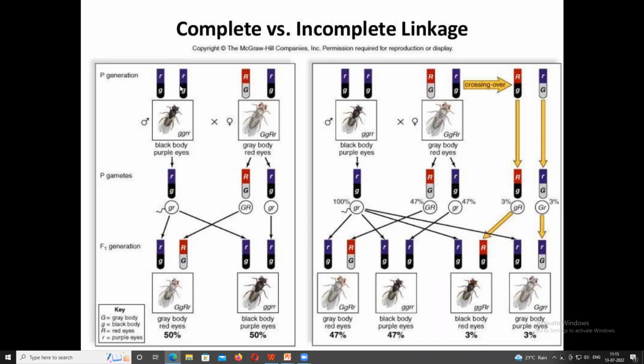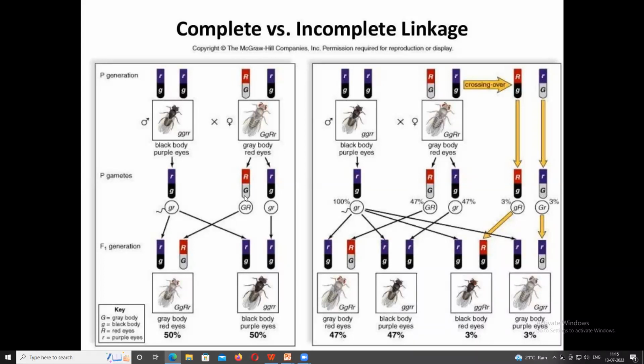These two are gametes. So these two are similar. We are taking one gamete, small r, small g. Here we'll get two gametes, one is this and the other one is this, and we are saying this is complete linkage. So no crossing over. What will be the combination of the offspring?